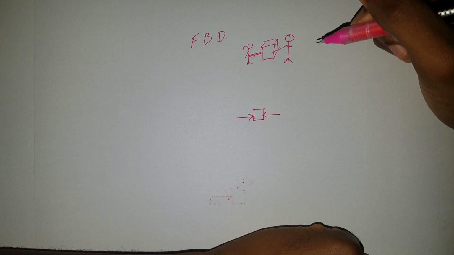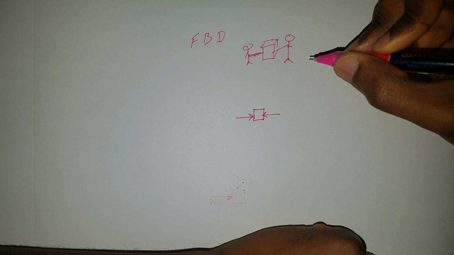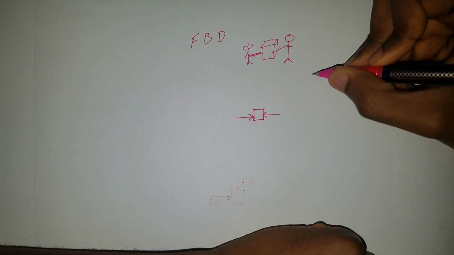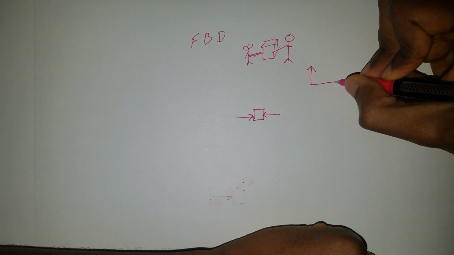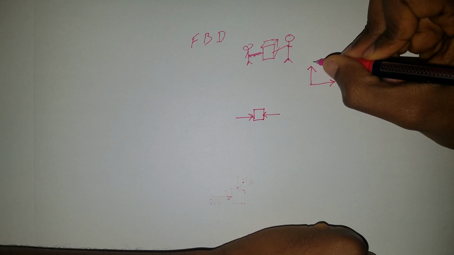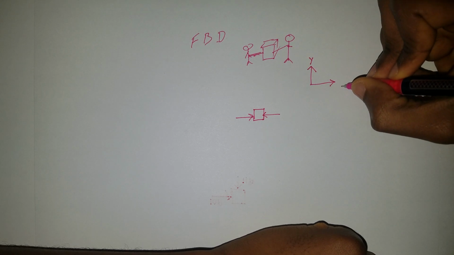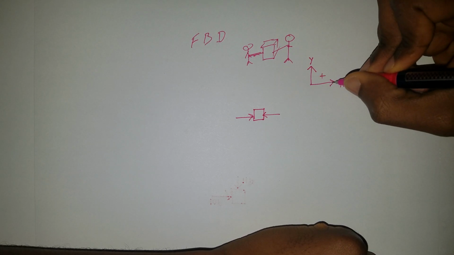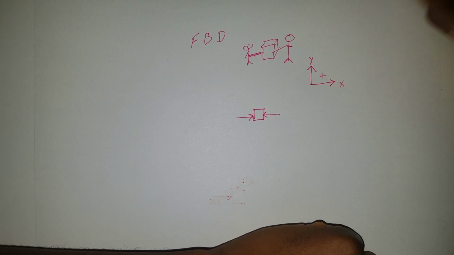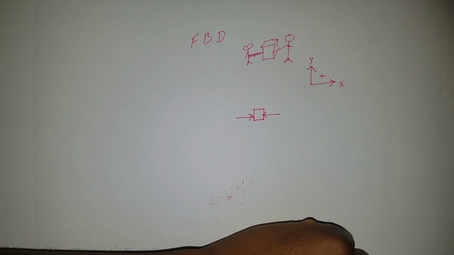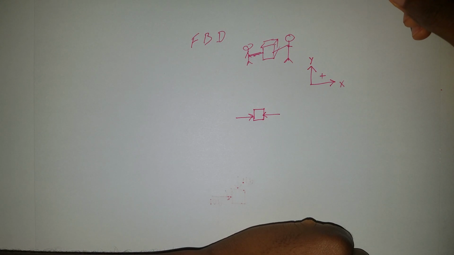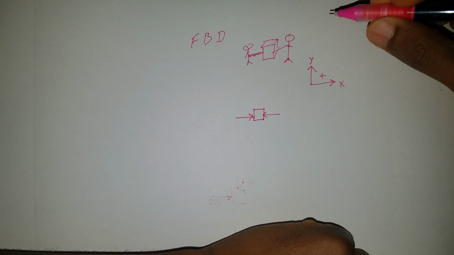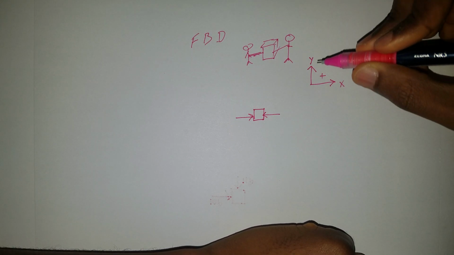Now, one thing you need to do when creating a free body diagram is also establishing a coordinate system. So I'll just say this is the y direction and this is the x direction. So this is positive x and this is positive y. And what I want to find out is the direction the box will move and how fast it will accelerate in the direction that it's moving.